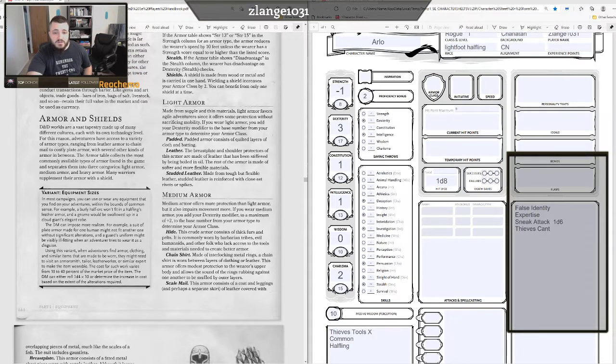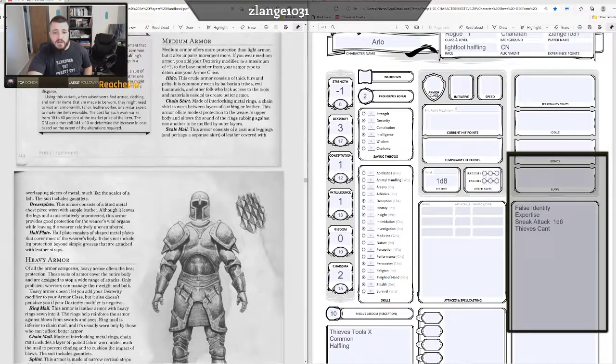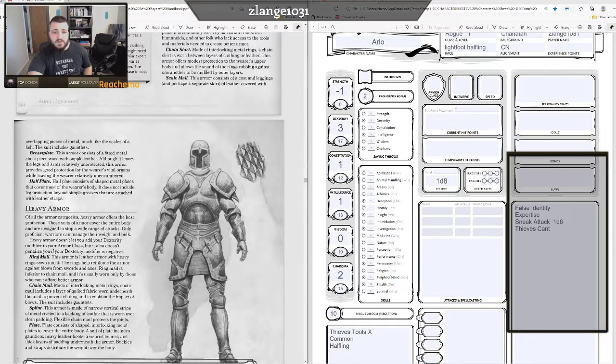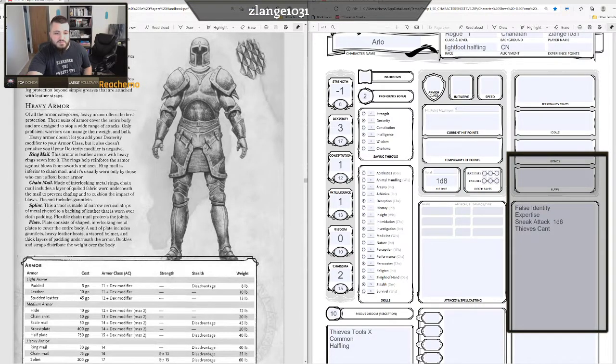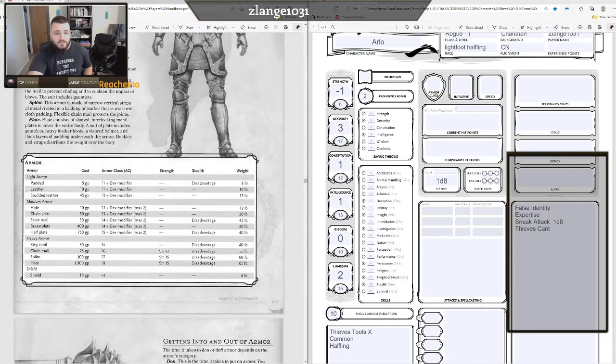You got your light armor. Choices are padded, leather, studded leather. Medium: you got your hide, chain shirt, scale mail, breastplate, half plate. Heavy armor: you got your ring mail, chain mail, splint, and plate. Now this goes into the breakdown of all of this, like all of the important information.